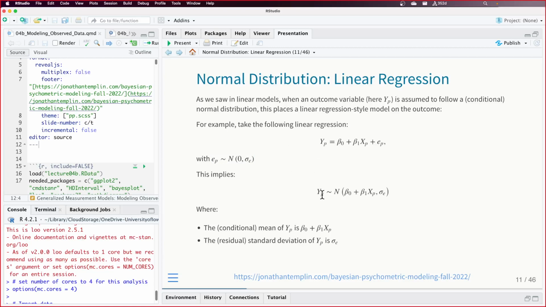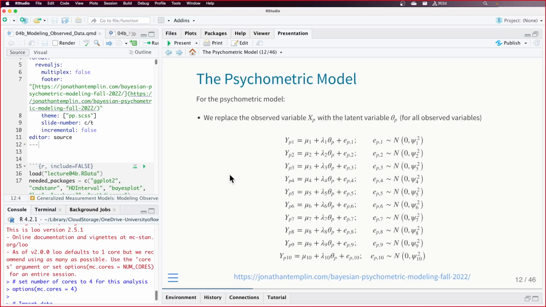Putting all that together implied that the data followed a normal distribution where the mean was given by the conditional mean of the line above, and the standard deviation was given by the standard deviation of the error in the line above, right? So this is going to look very, very familiar because we're doing this 10 times. We just changed the notation slightly, right? These are all the 10 observed variables in our data.